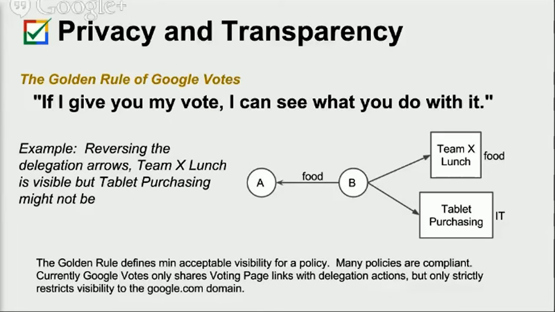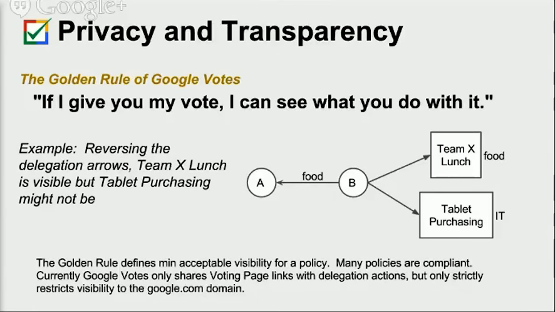So in this case, the minimum visibility that's acceptable in this graph is for A to be able to see that B voted on the team lunch, but it is not necessarily the case that A can see whether B voted on tablet purchasing, because A didn't delegate to B for IT. And I'll note that the golden rule only defines the minimum acceptable visibility. It doesn't actually give the visibility policy. For example, the everybody-can-see-everything visibility policy is in fact compliant with the golden rule.